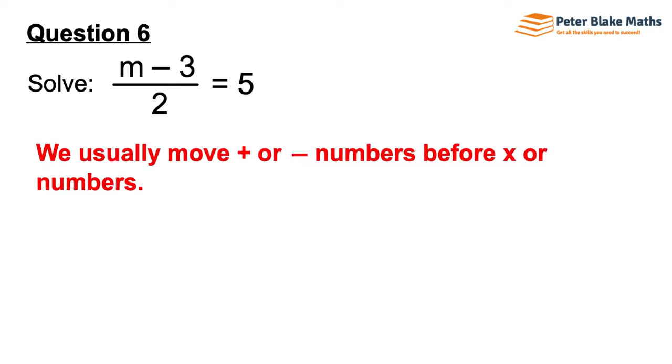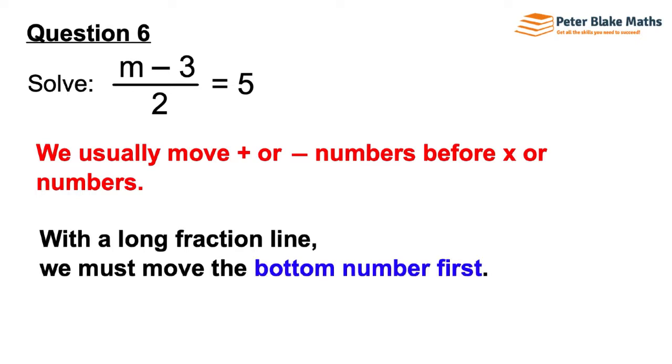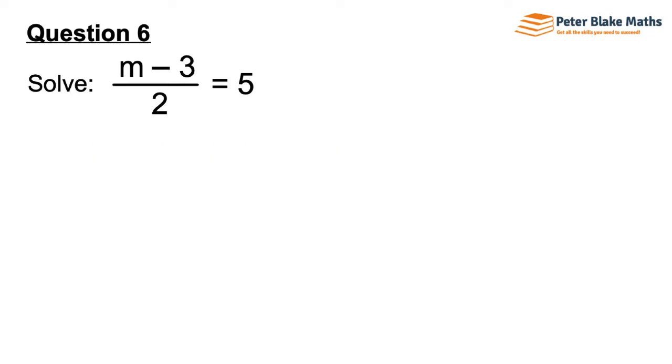Now we usually move plus or minus numbers before multiply or divide, but in this case, with a long fraction line, we must move the bottom number first. So when there's a long fraction line there, we've got to move the 2 first in this case. It's a 2 that's dividing, so we're going to look to multiply both sides by 2.